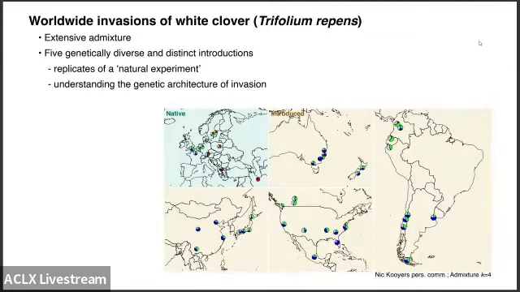And these data suggest that there's been extensive admixture during these invasions, and they also show 5 genetically diverse and distinct introductions in North America, South America, Oceania, China, and Japan. And as has been said many times, we can think of these as replicates for a natural experiment, where evolution begins anew. And this just provides a really good high-resolution data set for understanding the genetic architecture of invasion.